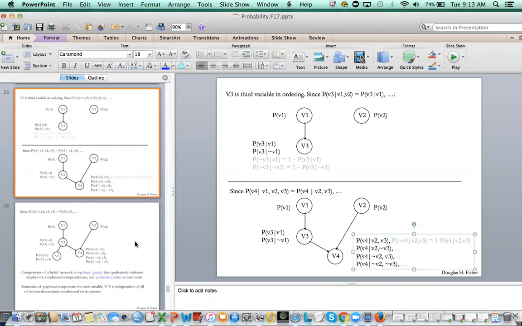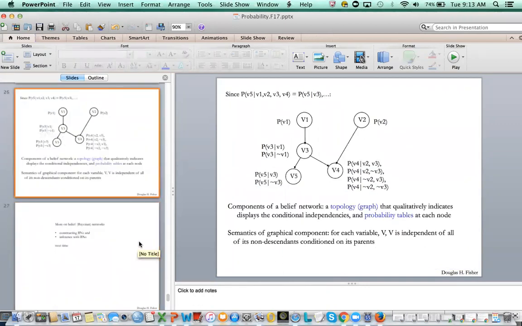Finally, let's look at slide 26. I add the last variable. In this case, the assertion is that V5 is conditionally independent of V1, V2, and V4 given V3. That's where this equality at the top comes from. And I add V5 to the network, and its only parent is V3 because of this assertion of conditional independence.